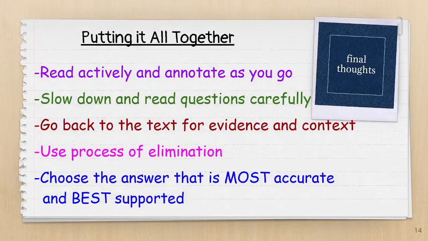All right, putting it all together for part one. Okay, we can only use these real, authentic strategies to try to improve and be successful at reading comprehension. Okay, so read actively. Be active thinking readers, right? Annotate as you go. That helps you to be a thinking, active reader. Slow down. Read the questions carefully. Okay, you want to circle keywords as you're reading those questions. Go back to the text for evidence and context. Make sure you back up a few lines to get the full context.